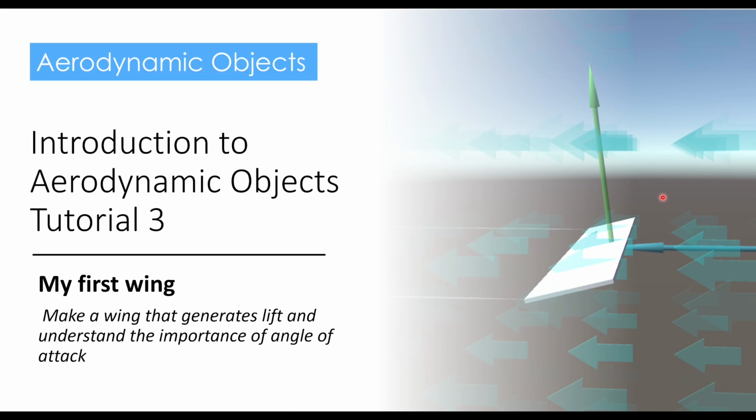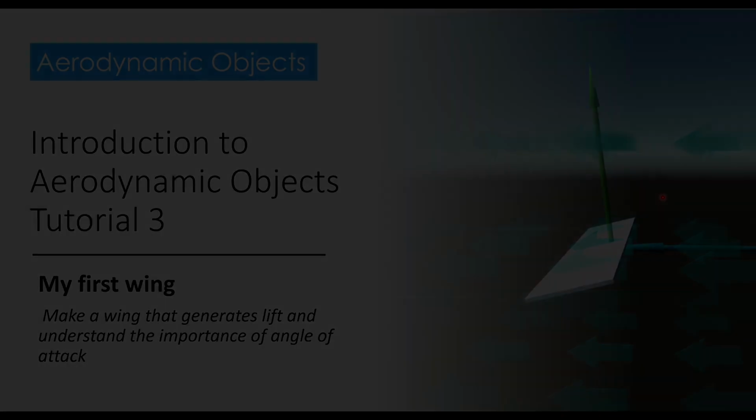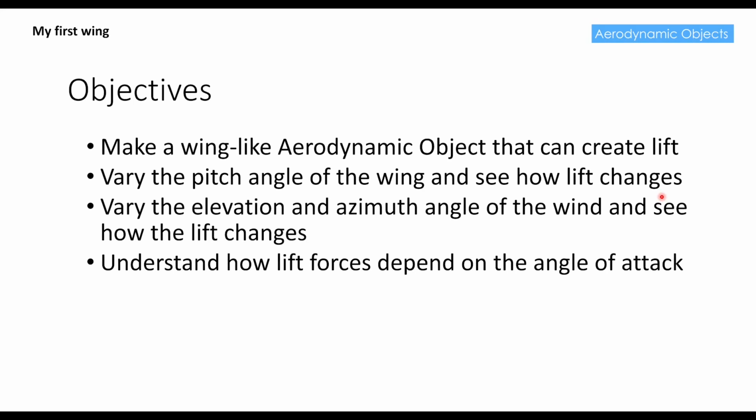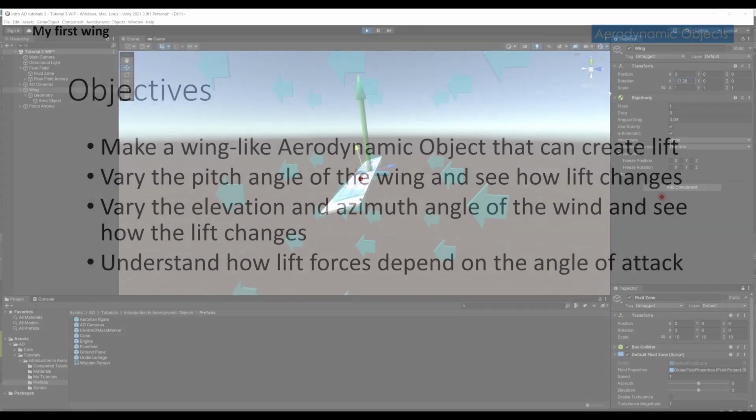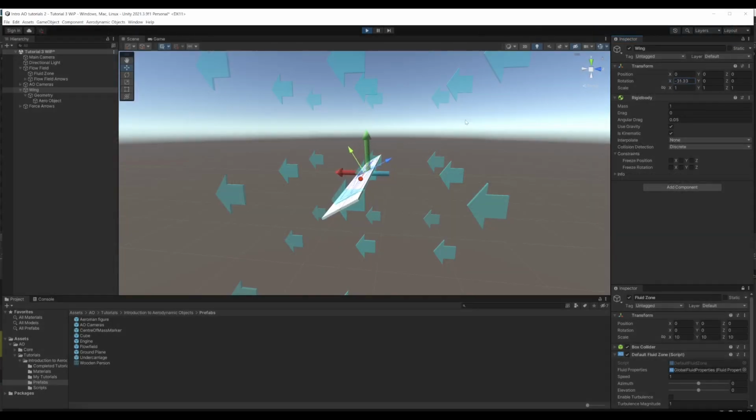Introduction to Aerodynamic Objects Tutorial 3, my first wing. In this you're going to make a wing-like object that generates lift and understand the important concept of angle of attack. We're going to make a flat wing-like object that can generate lift, and then we're going to vary the angle of this object relative to the wind and see how this varies lift.